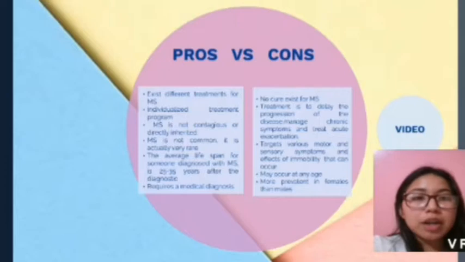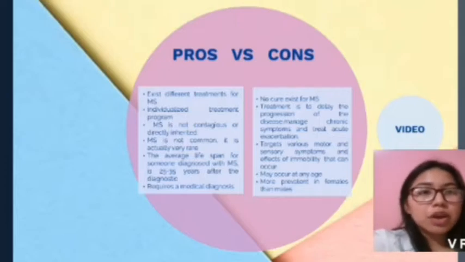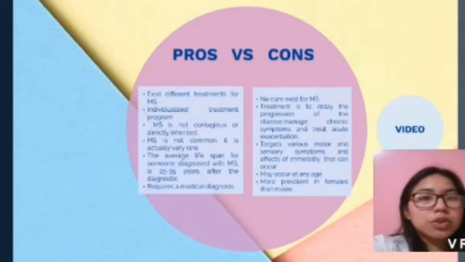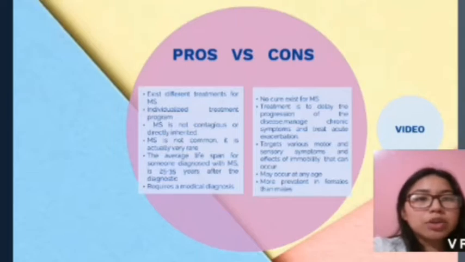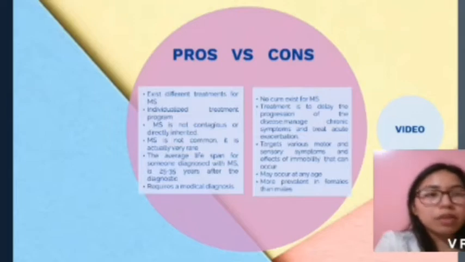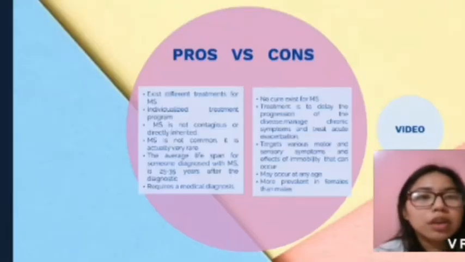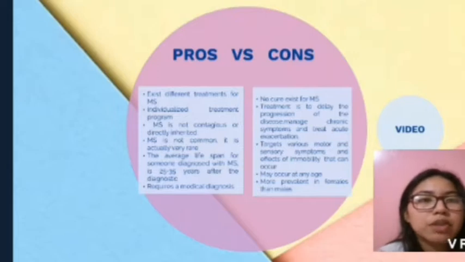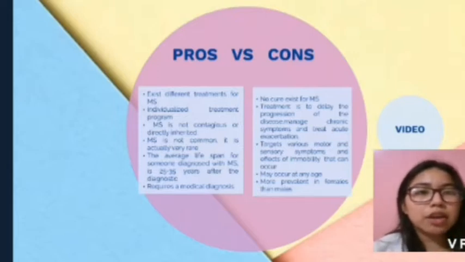It requires a medical diagnosis. The cons. There is no cure for this disease. Also, the treatment is to delay the progression of the disease, manage the chronic symptoms, and treat acute exacerbations. Treatment of acute exacerbation targets barriers, motor and sensory symptoms, and effects of immobility that can occur.